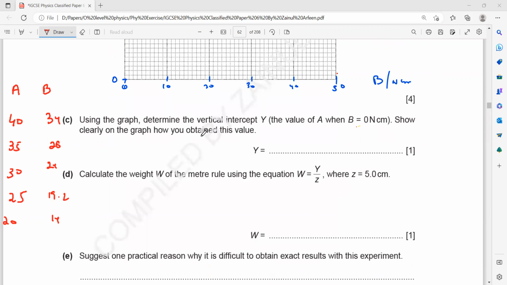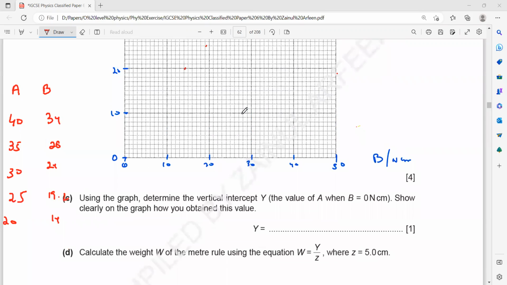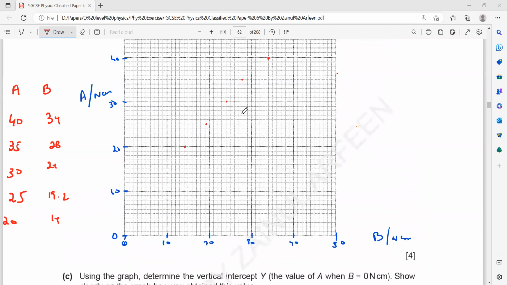The next part: use a graph, determine the y-intercept. What is the meaning of a y-intercept? Y-intercept means the position where the line intersects the y-axis. So what we'll do, we'll draw a line of best fit. Always try to draw a line of best fit.